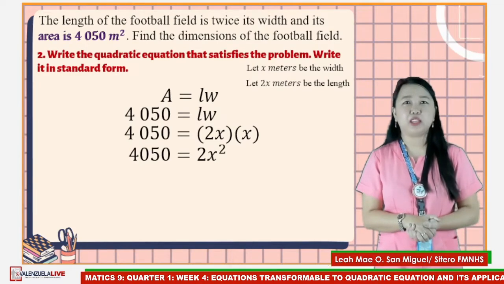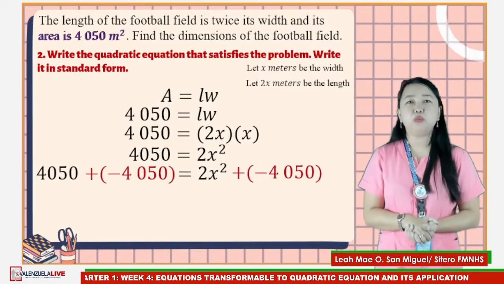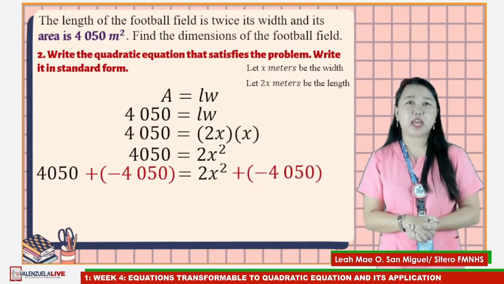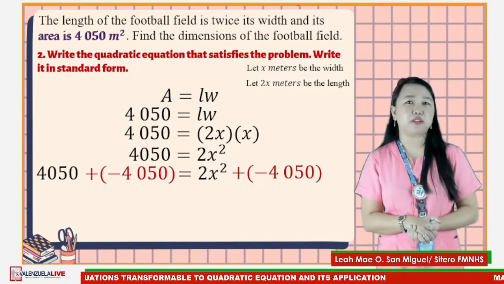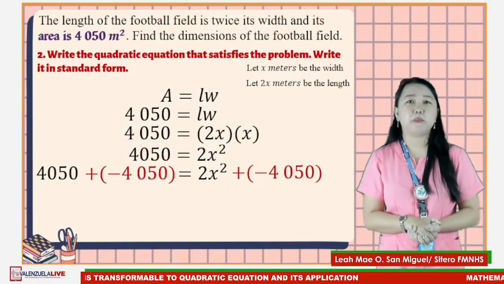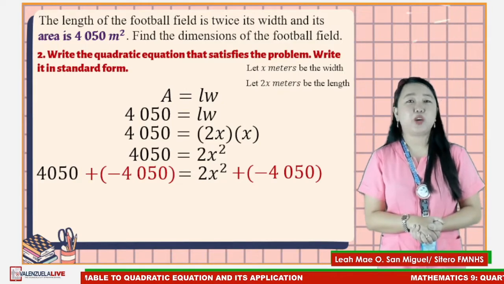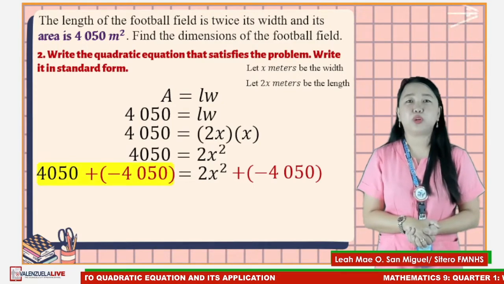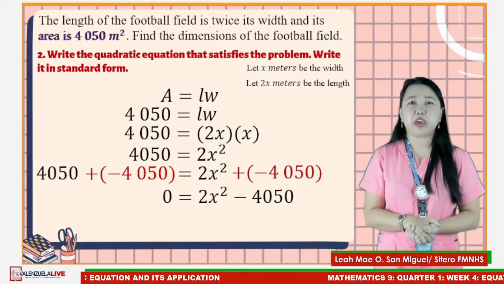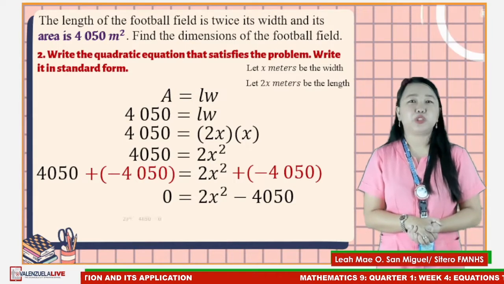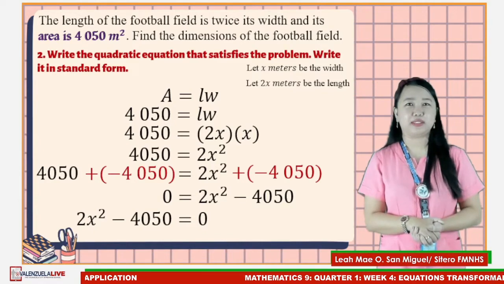Then, apply the addition property of equality by adding negative 4,050 on both sides of the equation. This can be expressed as 4,050 plus negative 4,050 is equal to 2x squared plus negative 4,050. Then, simplify. The equation will be 0 is equal to 2x squared minus 4,050. Applying the symmetric property, thus, 2x squared minus 4,050 is equal to 0.